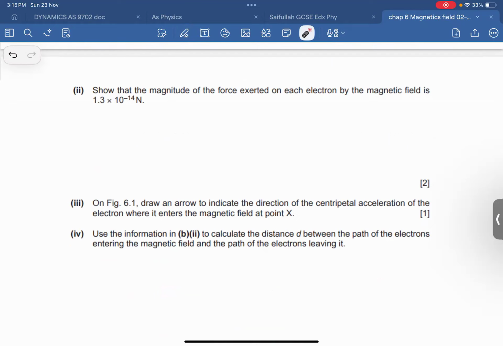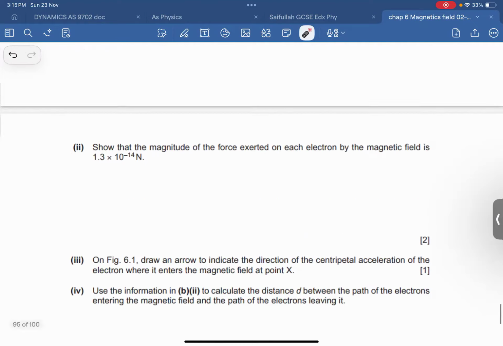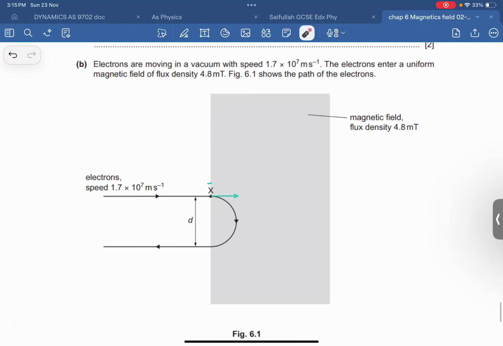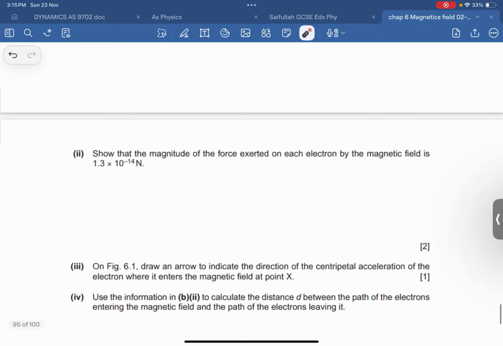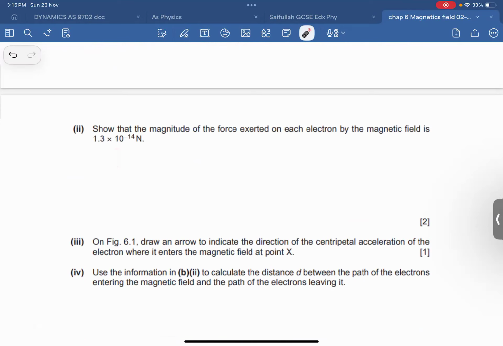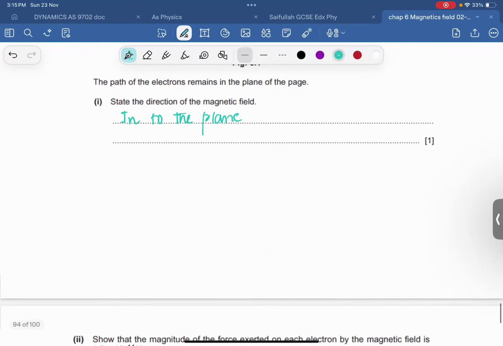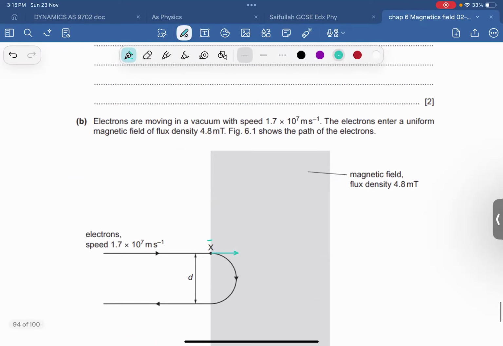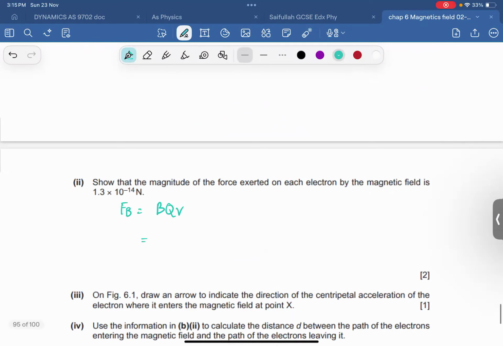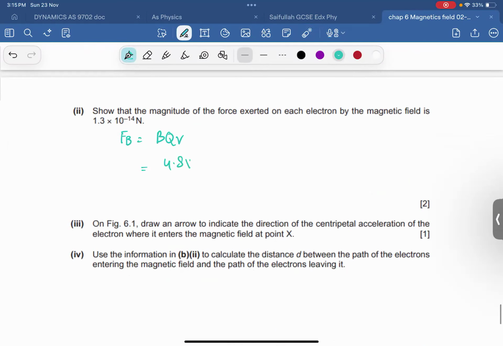Show that the magnitude of the force exerted on each electron where the magnetic field is this much. They have given us the speed, the magnetic flux density, and everything. So F_B is equal to BQV. Since it is entering perpendicularly, we don't have to put the sine theta component, and 4.8 exponent negative 3, right?